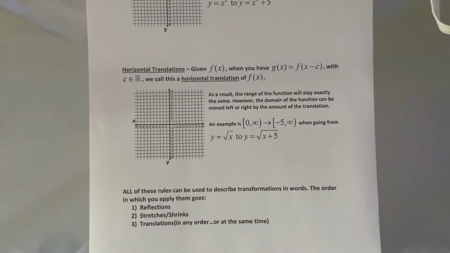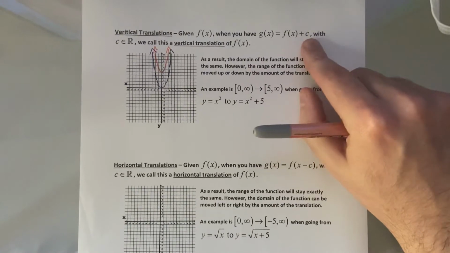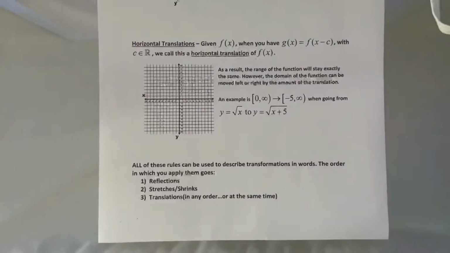So given f of x, if you have f of x minus c, we call this a horizontal translation of f of x. So notice, positives move this function up vertically, negatives move a function down. It is the opposite for horizontals. It's actually minus signs that move it to the right and plus signs that move it to the left.